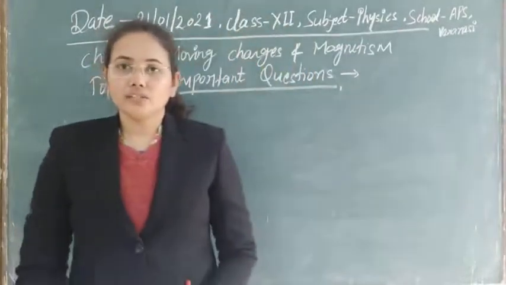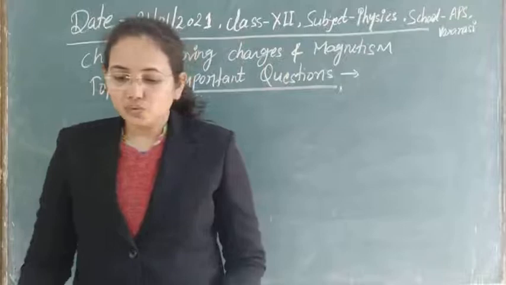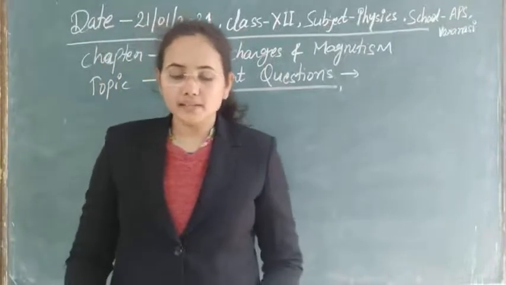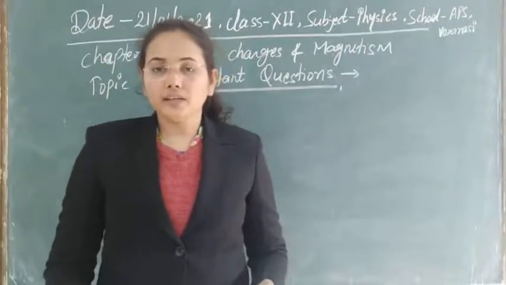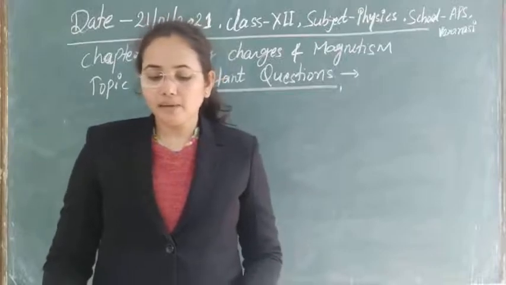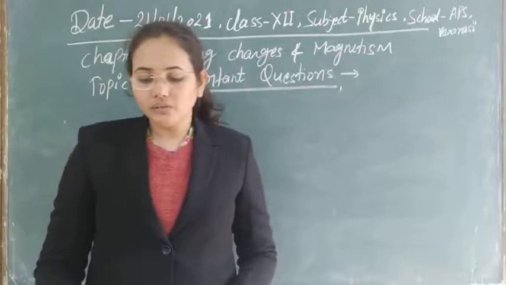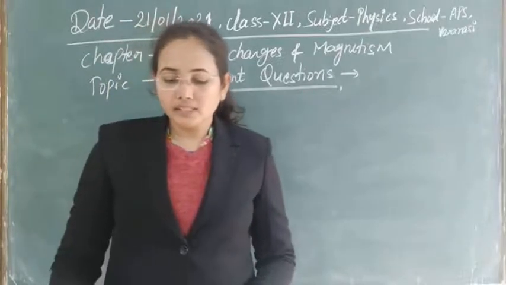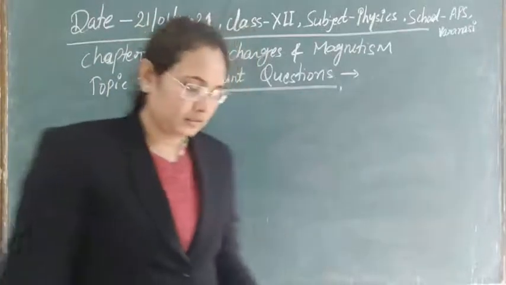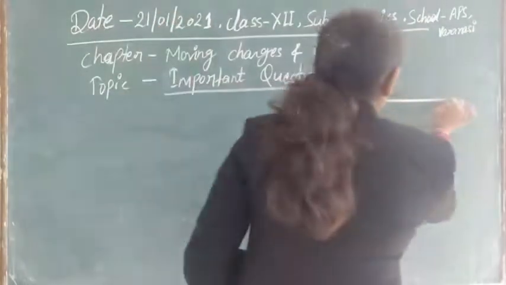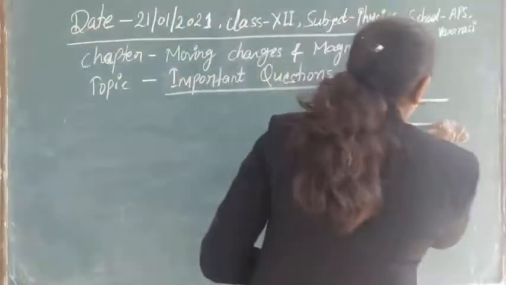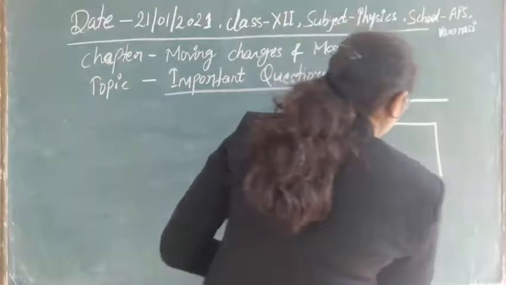So here the question given is: a square loop of side 20 centimeter carrying a current of 1 ampere is kept near an infinitely long straight wire carrying a current of 2 ampere in the same plane as shown in the figure. Just see the figure, and you will be able to understand what the question wants.